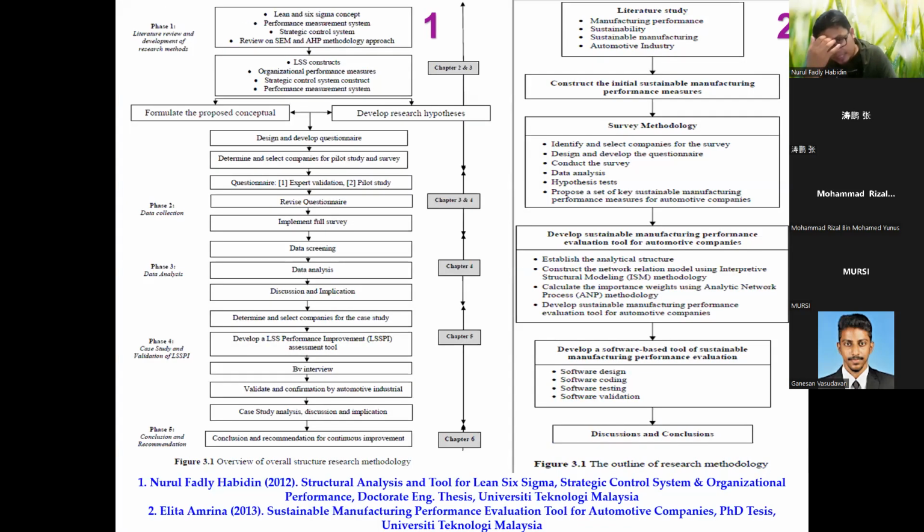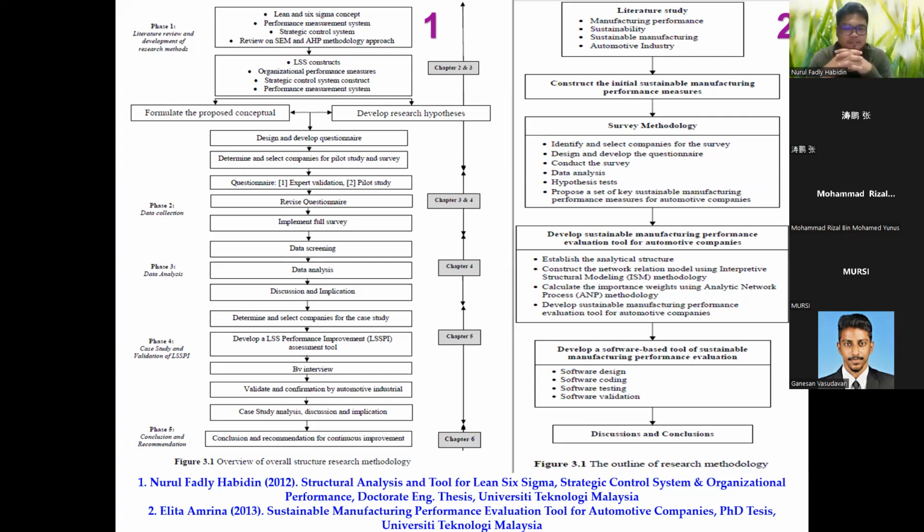Okay, this is my example. This is my doctorate, my first experience during my doctorate engineering in 2008, as an example for number one. Example number two is from my friend, actually, Elita Amrina. We actually had the same supervisor at University Technology Malaysia, UTM Kuala Lumpur. So in our research design in the methodology chapter, we show the presentation like this.